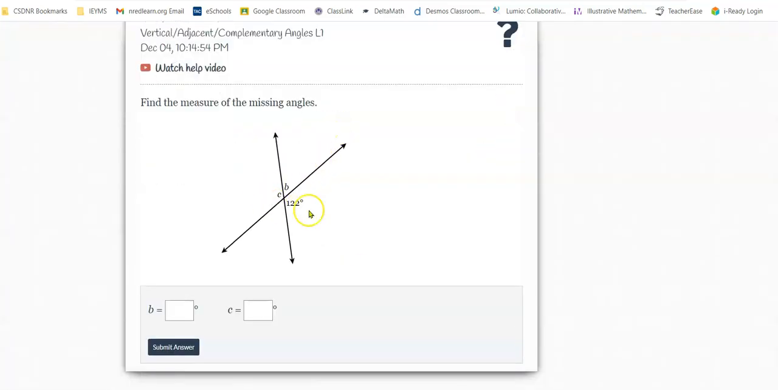Next one here, we have two vertical angles, so C is 122, and B and 122 are an adjacent linear pair. So they have to add up to 180 degrees, right? They make a linear pair. So I need 58.